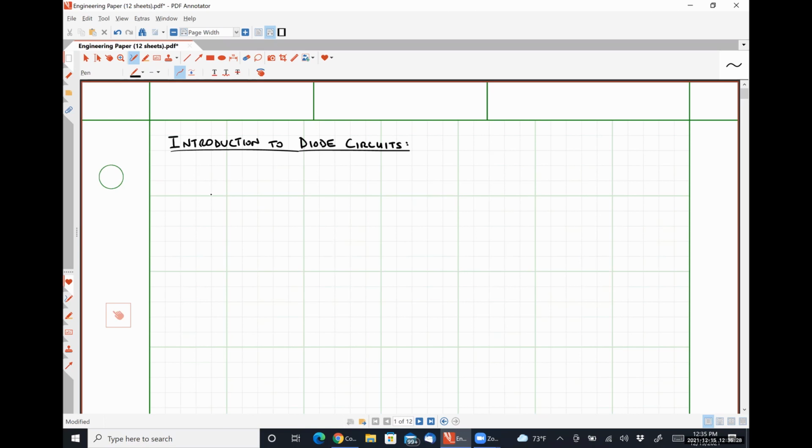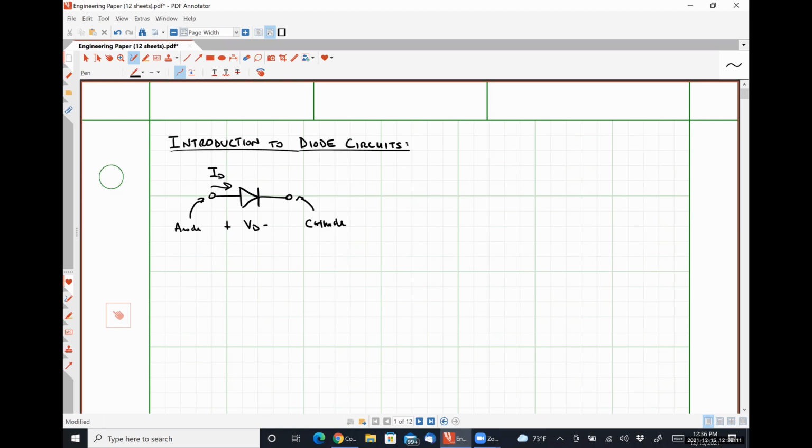Our diode schematic symbol is this guy. So this is our diode, and this terminal is our anode, and this terminal is our cathode. So if we have a voltage drop VD like so, this is our direction of current flow ID. So effectively, current is flowing in the direction of the way the triangle is pointing.